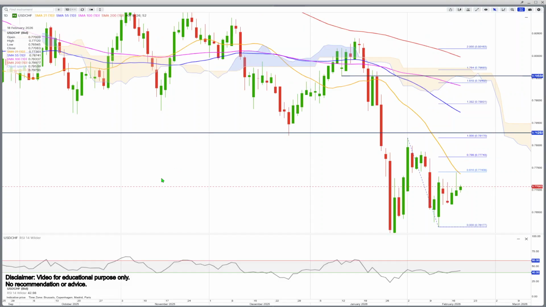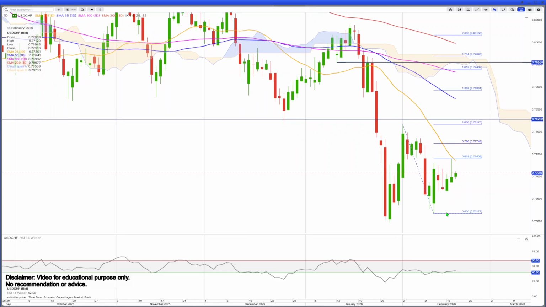Dollar Swiss touched the 61.8 retracement there at 77.40 yesterday, and then got set back. And it is still in a bouncing mode, but it now needs to take out the peak from yesterday to push up to 77.75. And I'm not quite sure it will do that.